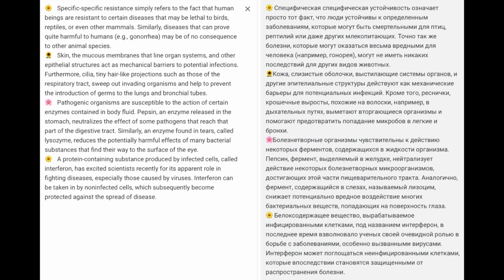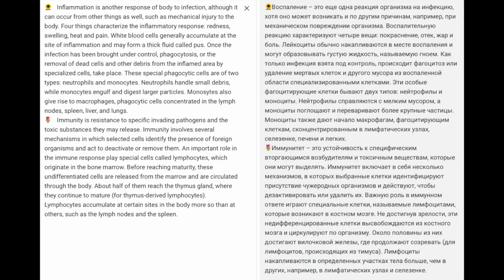A protein-containing substance produced by infected cells, called interferon, has excited scientists recently for its apparent role in fighting diseases, especially those caused by viruses. Interferon can be taken in by non-infected cells, which subsequently become protected against the spread of disease.